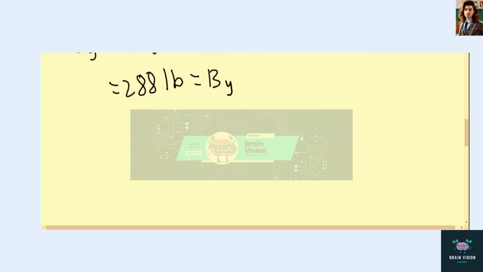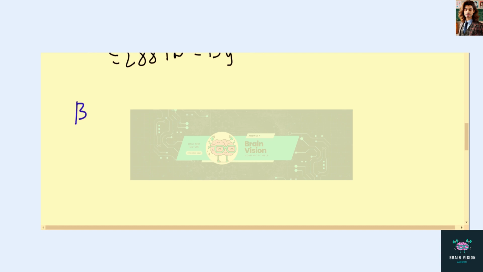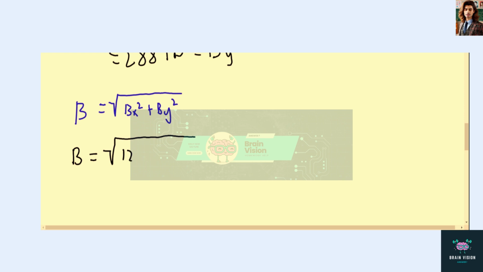Now to solve for the force at point B, we can take the square root of the x component squared plus the y component squared. So we'll get that B is equal to the square root of 120 squared plus 288 squared, which will give us a force value of 312 pounds. And that completes part A.